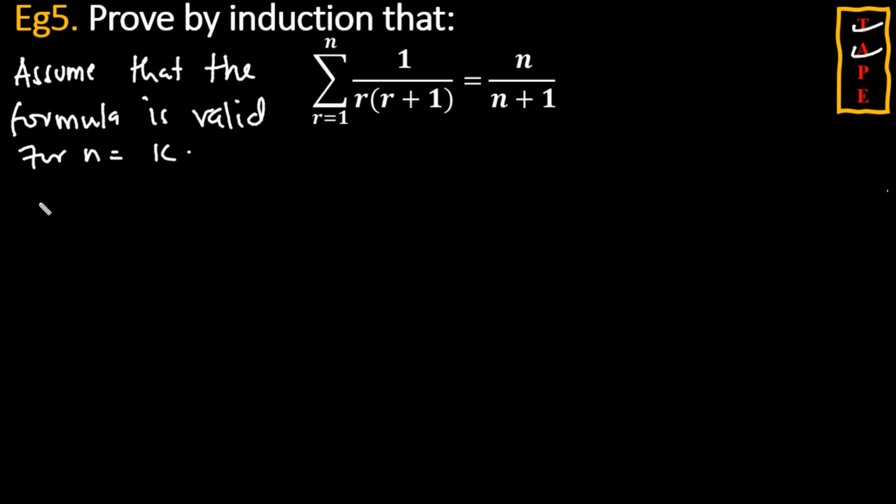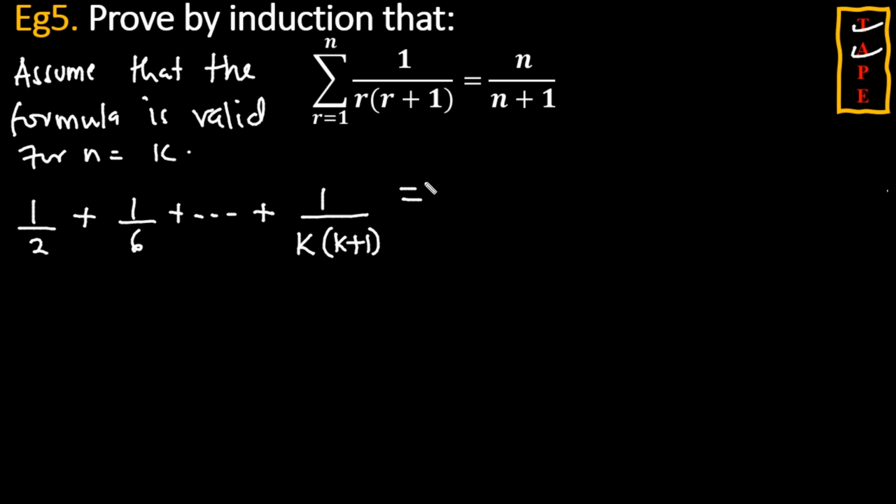So on the left hand side, we are going to have 1 over 2. Remember, we are going to move from 1 up to k. So on the left, we shall have 1 over 2. Then when we substitute 2 here, we are going to have 1 over 6. Then plus, and so on. Remember, we are moving from r is equal to 1 up to k. So this is 1 over, where there is r, I substitute k, k times k plus 1, and everything is equal to, on the right, k divided by k plus 1.